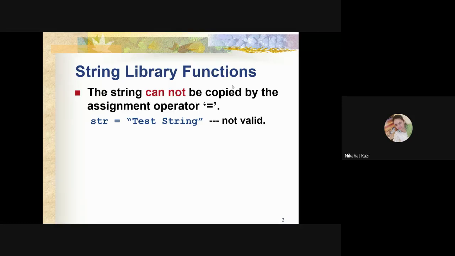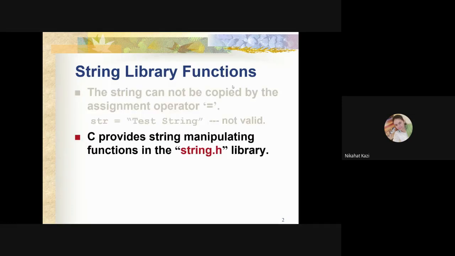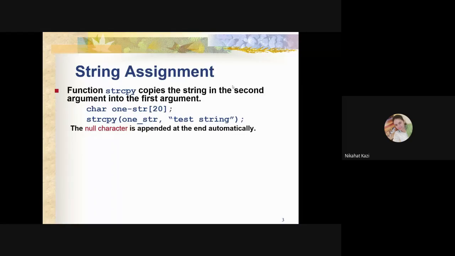First thing is the string cannot be copied by the assignment operator. I cannot use the equal to operator to copy a string. We already wrote a function for this operation on our own, but there's a function which the library provides which makes this possible, and that library is string.h. For string assignment, that is copying one string to another, the function name is strcpy, string copy, which copies the string in the second argument to the first.